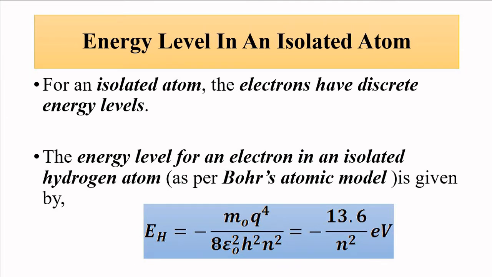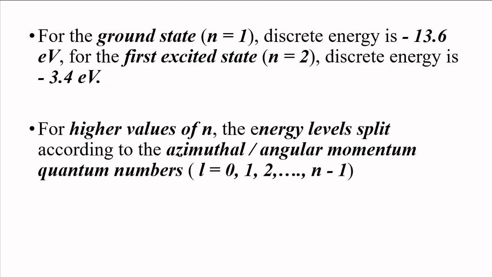As you can see, the energy depends on the orbit number. For the ground state, n equals 1, the discrete energy is minus 13.6 electron volt. For the first excited state, it is minus 3.4 electron volt, and so on.